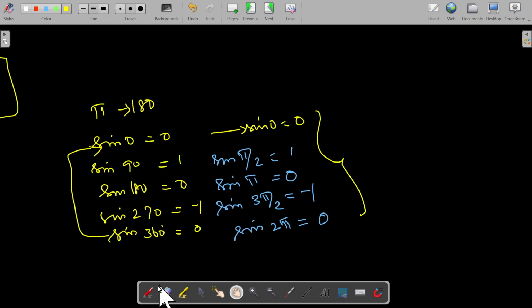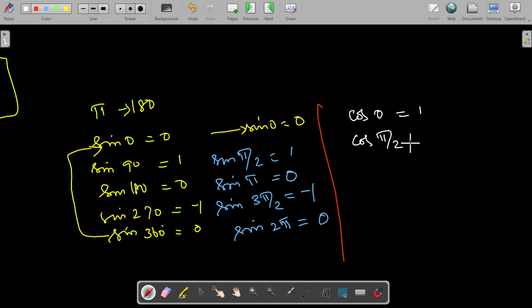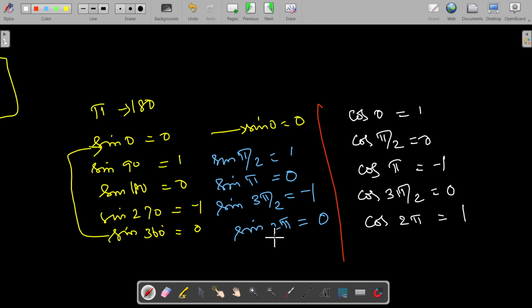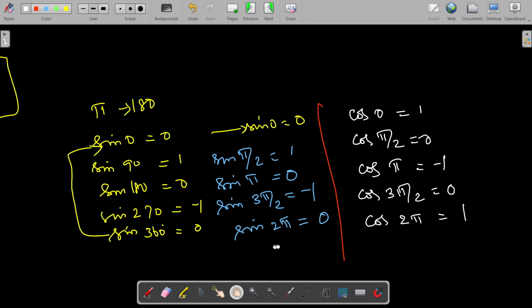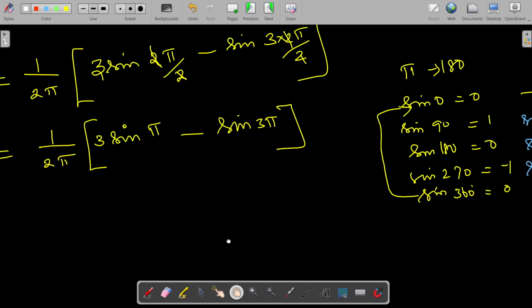Similarly, they're just the opposite for the cosine values. Cos 0 is equal to 1, cos π/2 is equal to 0, cos π is equal to minus 1, cos 3π/2 is equal to 0 again, and cos 2π is equal to 1 again. Okay, so this is how we need to substitute the values.